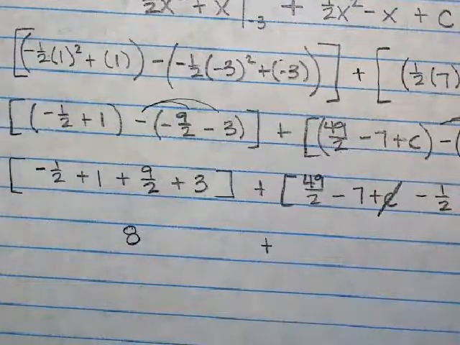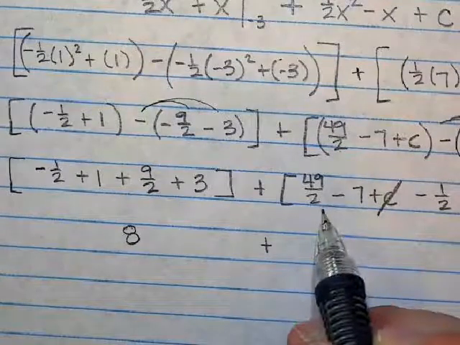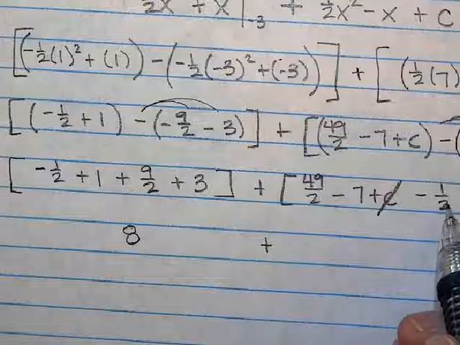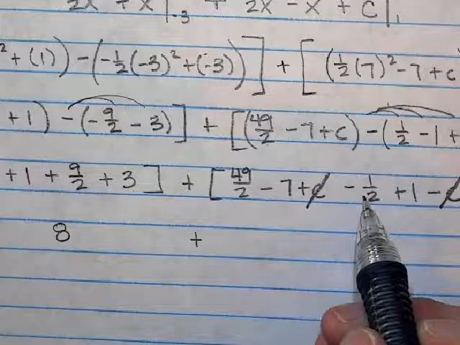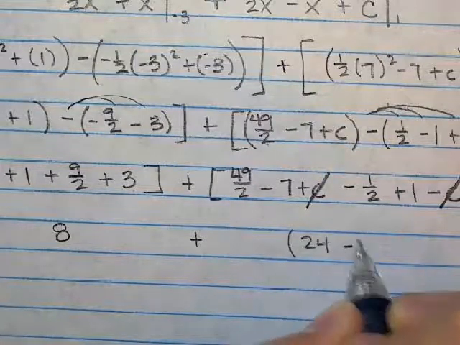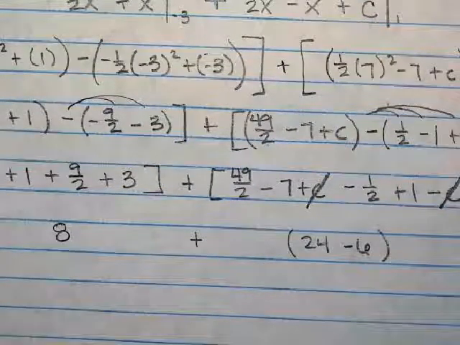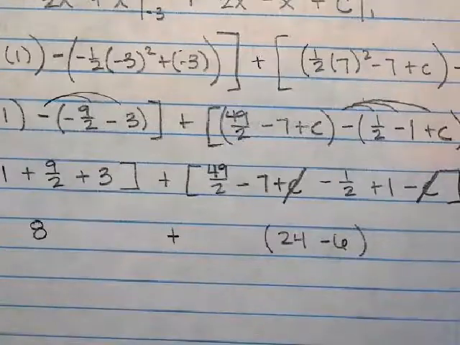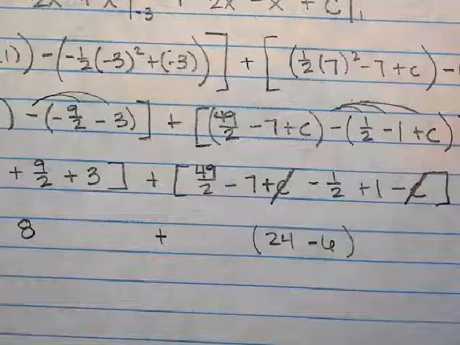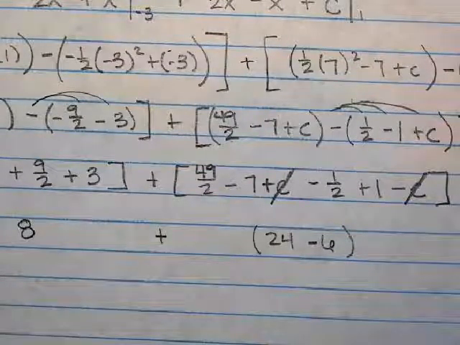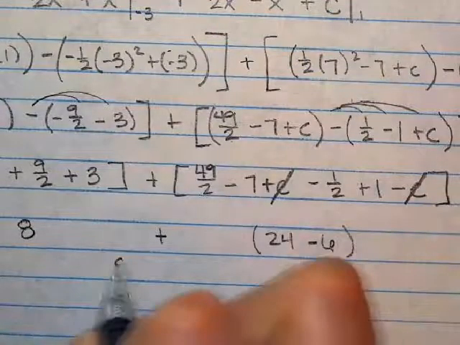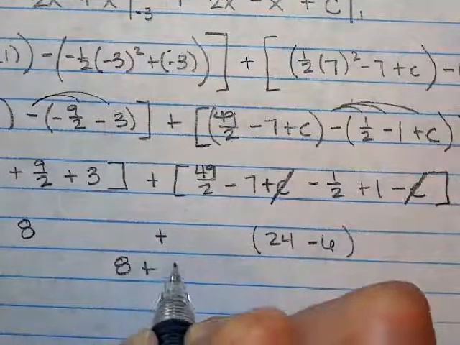Okay, and then I've got 49/2 minus 1, so that's 48/2. So it's 24. So I've got 24 minus 6 over here. Would you agree with that? Forty-eight halves minus 6. 24 minus 6. Okay, so we have 8 plus 18. 26?